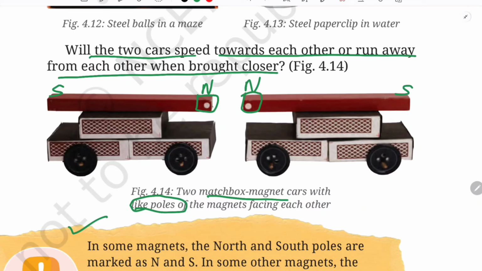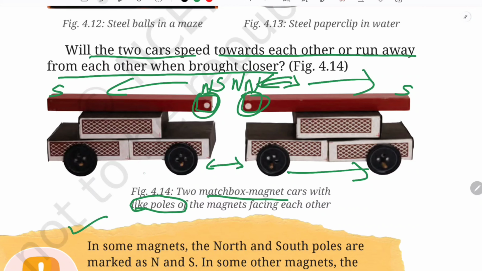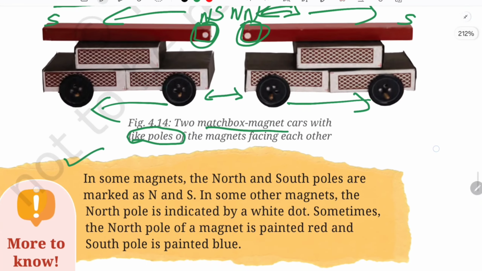What we have just learned is that same poles, like poles, repel, that is, they will run away from each other, isn't it? This will run away from here, and this will also try to go away. And if in case here it was south and here it was north, then what will happen? It will attract each other, okay, this will come closer. But in this case, as it is a like pole, what will happen? It will go away, and this will also go away in another direction, okay. So, I hope this is clear.